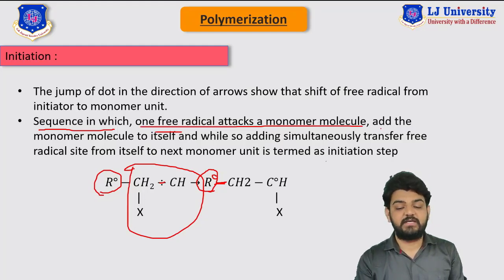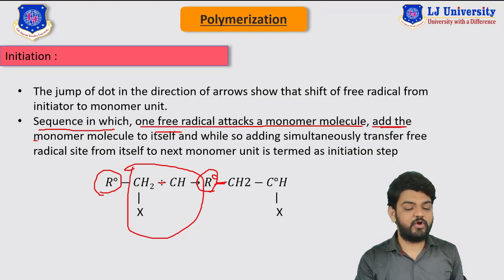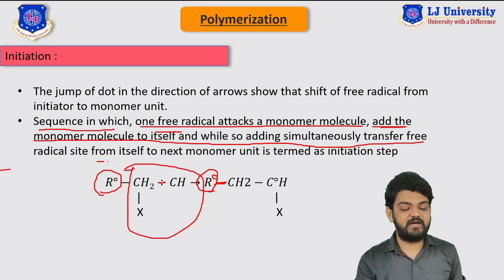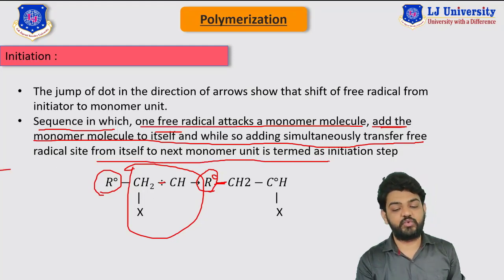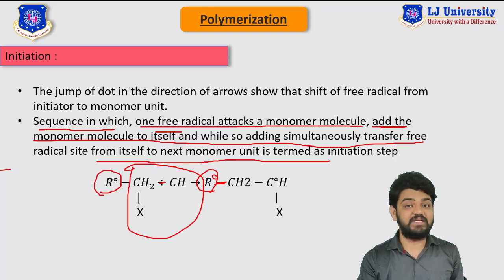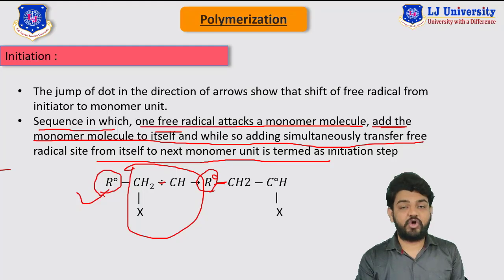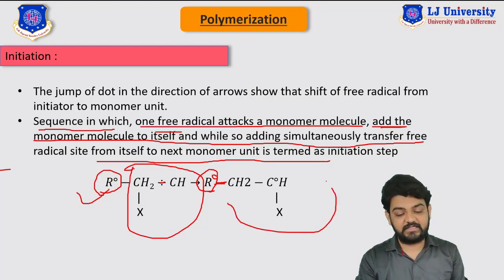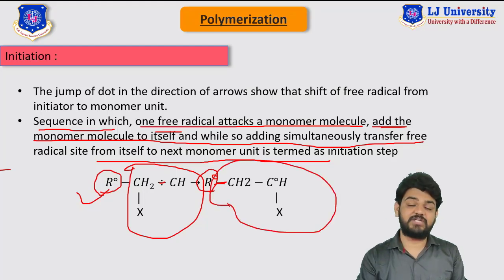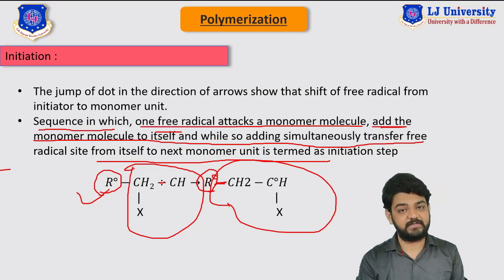Next, it adds the monomer molecule to itself, and while doing so it simultaneously transfers the free radical site from itself to the next monomeric unit. So this is what we call the initiation process, in which this free radical joins with the monomer and simultaneously transfers its free electron to the monomeric unit, like this, you can see here.